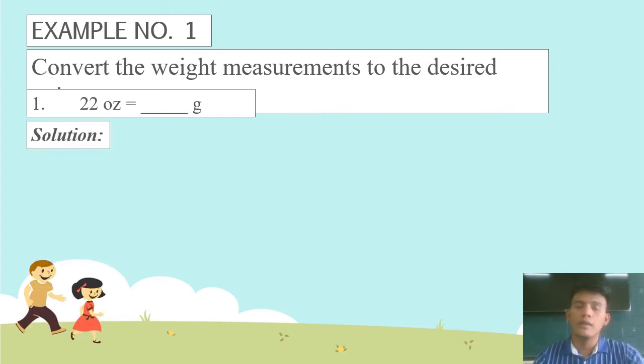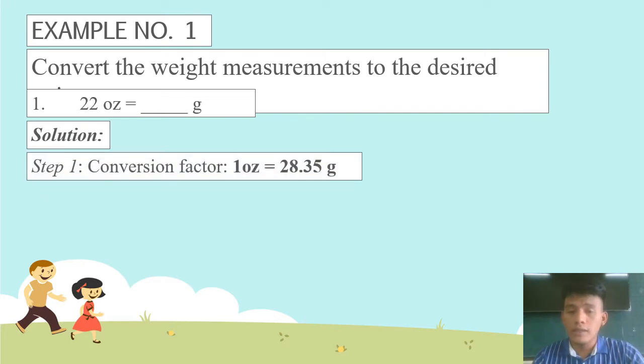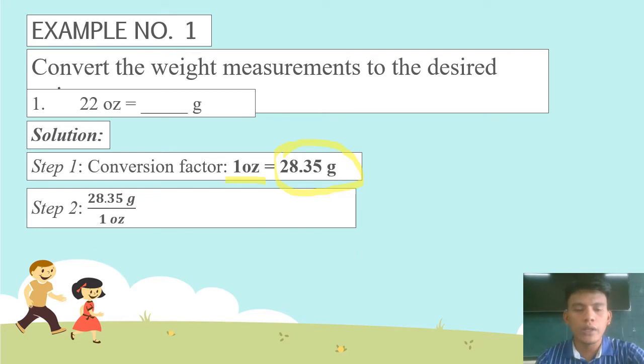Let's solve. Conversion: 1 ounce is equal to 28.35 grams. Remember, 1 ounce is equal to 28.35 grams. Step 2. 28.35 grams will be put to our numerator because our desired unit is grams. 1 ounce will be put to our denominator because we need to cancel out ounce.